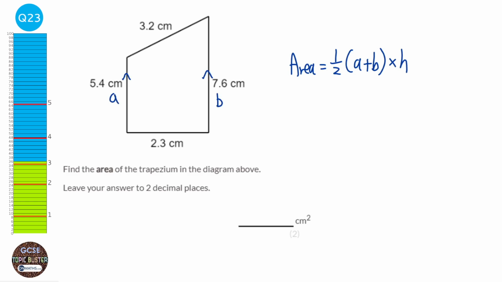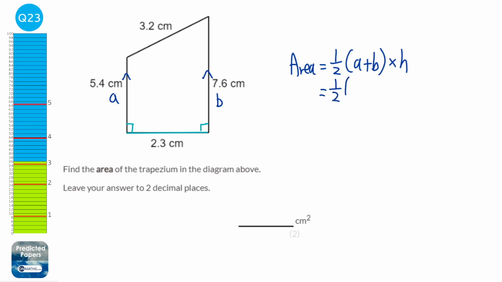The height, which is represented by h, always hits the bases, A and B, at 90 degrees. You can see that this length here does not hit the bases at 90 degrees. This is an acute angle, this is an obtuse angle. So that is not the height. The height is going to be this one here because it hits both of the bases, A and B, at 90 degrees. So let's put these values into our formula.